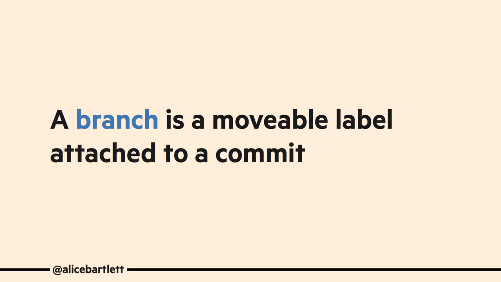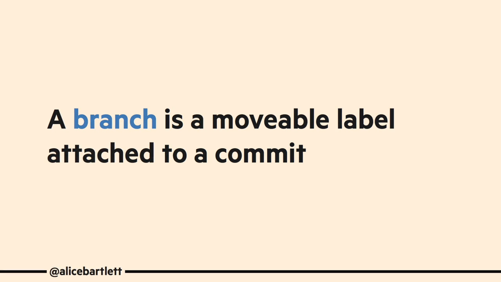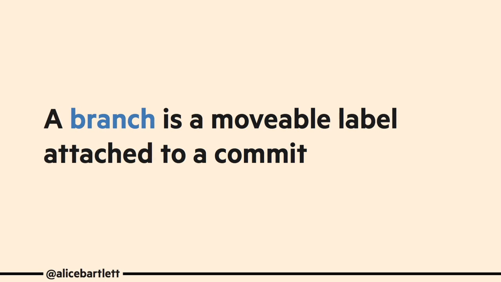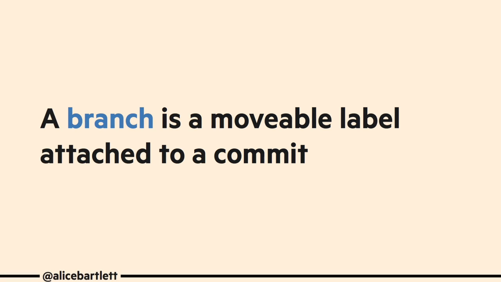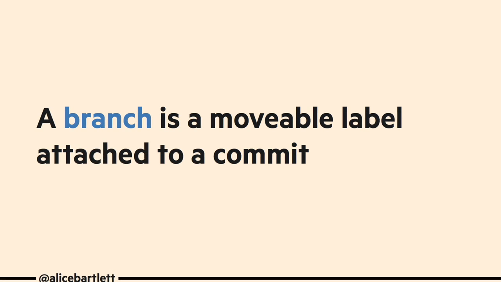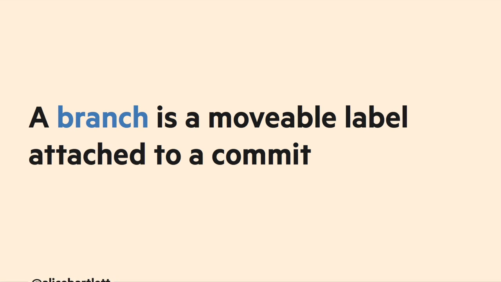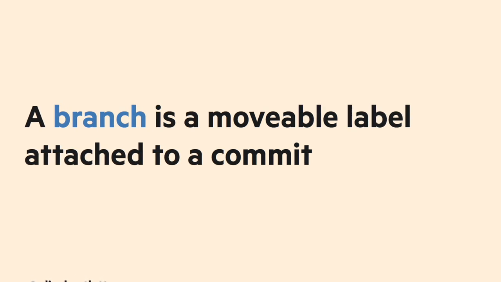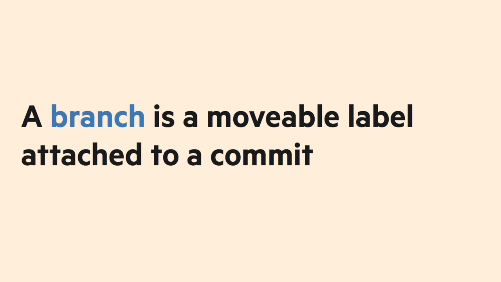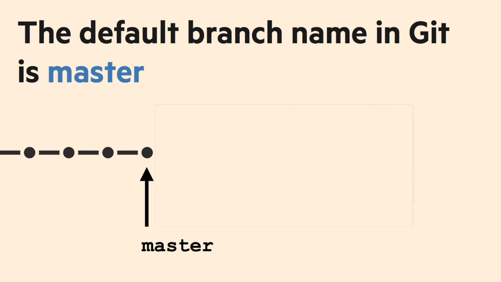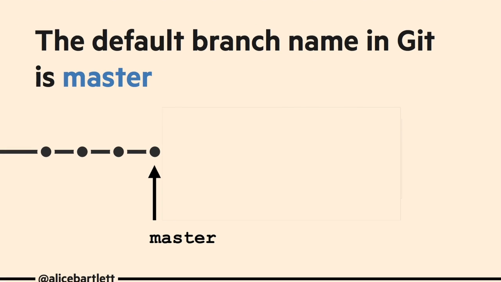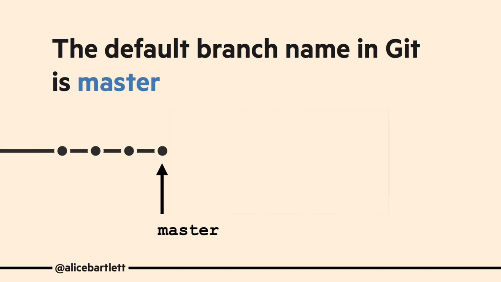This is one of the things I find confusing about Git, because branch is such an evocative term, and you think branching means something very similar. It looks like a branch might be a whole list of commits, but actually a branch is only a label pointing to a single commit. So in Git, the default branch is master, but you can add your own branches as well.